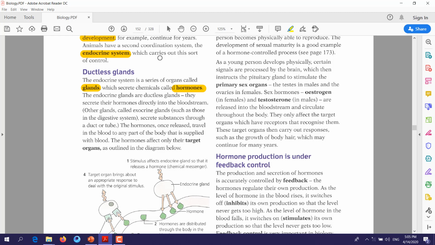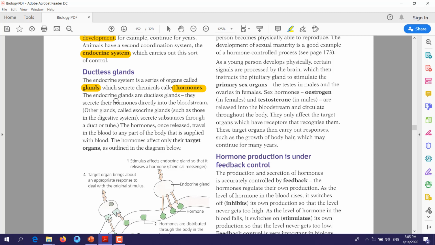So, the endocrine system consists of organs. These organs, we call them glands. The function of these glands is to secrete or to release chemicals. These chemicals, we call them hormones. So, a definition for hormone: we say it's a kind of chemical that is secreted by glands.